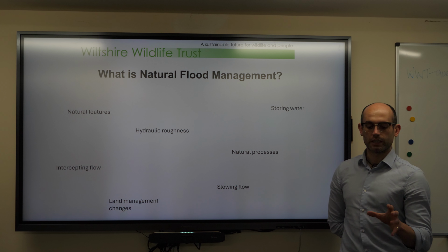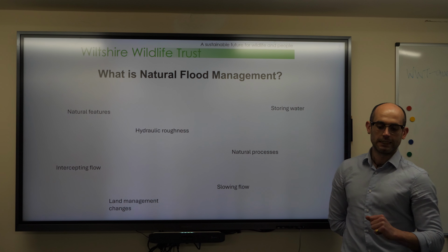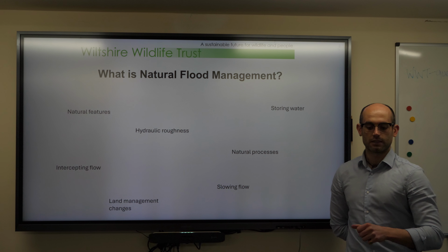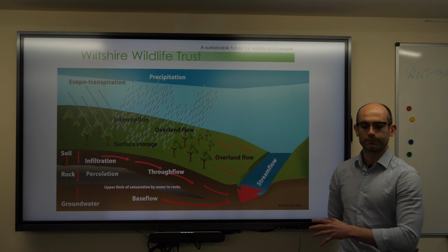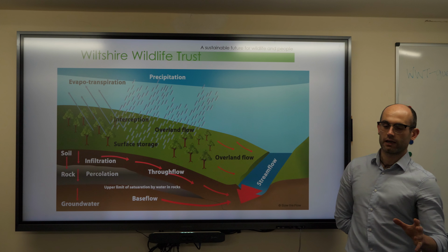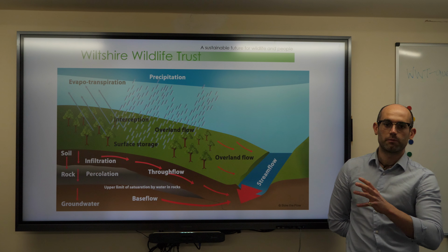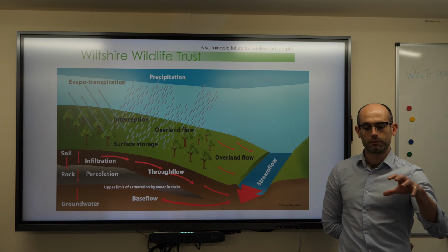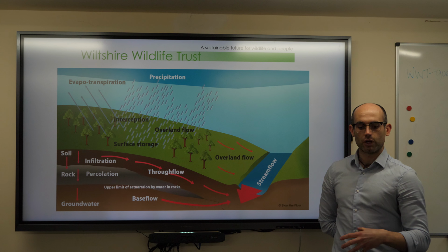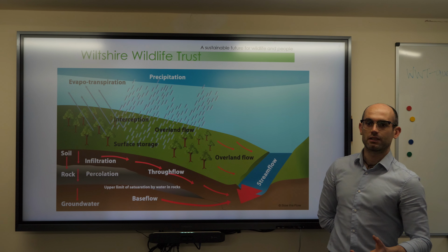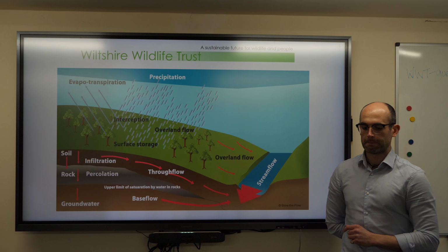So some of the key things that we'll be looking at today are hydraulic roughness and natural features and natural processes and how they each work to slow the flow of runoff into rivers. This is a diagram of how water moves across the landscape, both back into the atmosphere and from when it hits the ground as rain and then into rivers. We've got things like overland flow, obviously quite visible, you can see flow pathways in that, but equally the infiltration and the through flow through the soil and the groundwater is quite an important aspect that isn't often looked at in natural flood management.